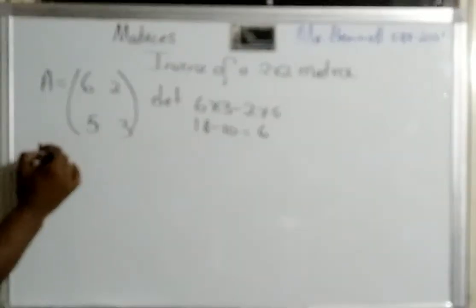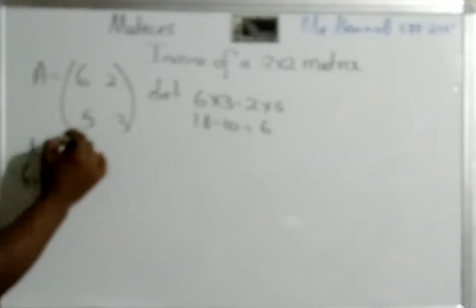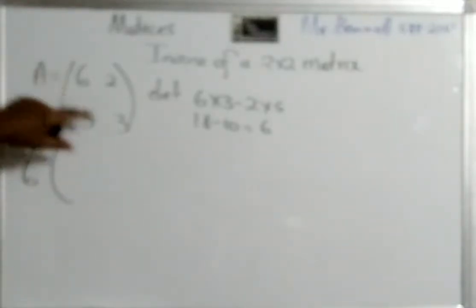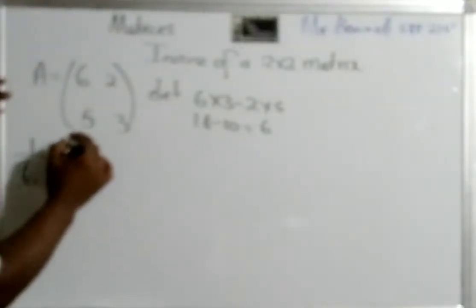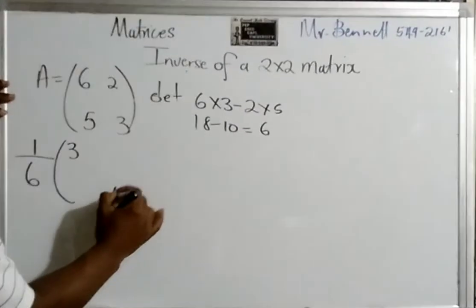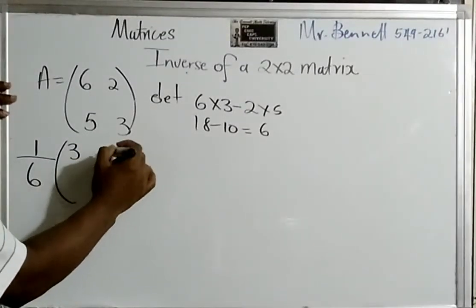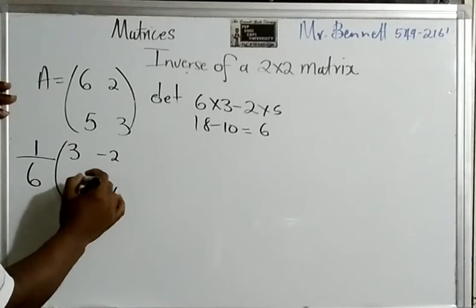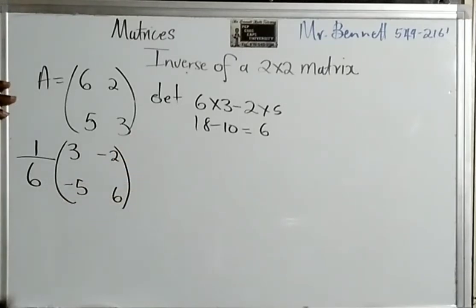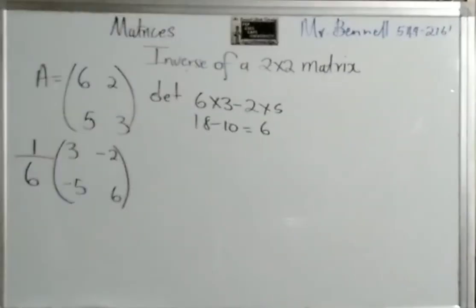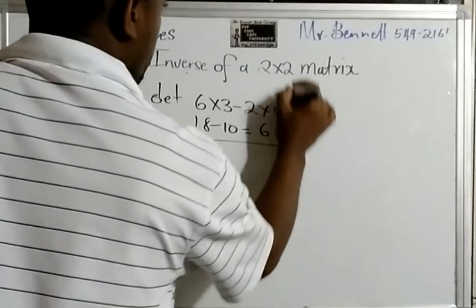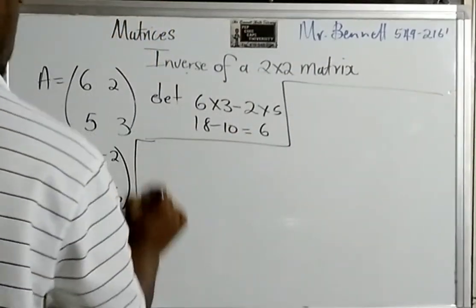So we know that to be 1 over 6, and as we say, we swap the positions of A and D, so 3 goes there, 6 goes there, and this becomes negative 2 and negative 5, and we are finished. Remember, the explanation was done in the previous video, so you guys can follow.